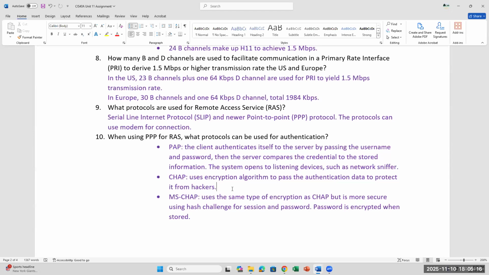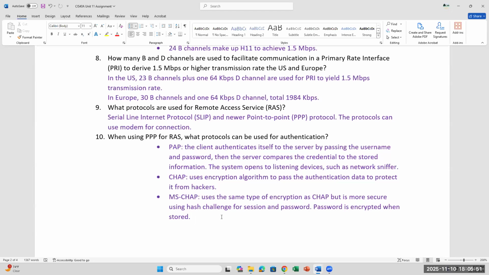MS CHAP is also similar to what you see with CHAP. And this is for Microsoft. So it implemented a hash challenge along with encryption to be able to establish a session with the authentication. So the password is encrypted when it's stored, and this is what you see with your server system and also your client systems now with Microsoft. And then there's different versions of MS CHAP, right?